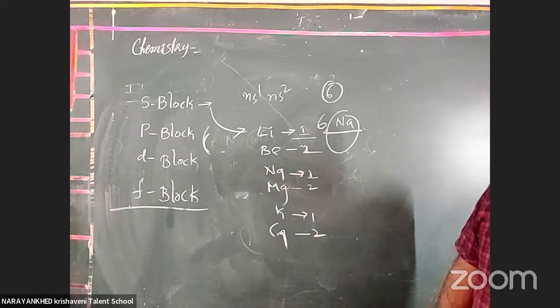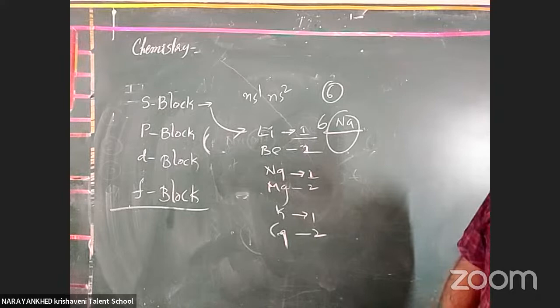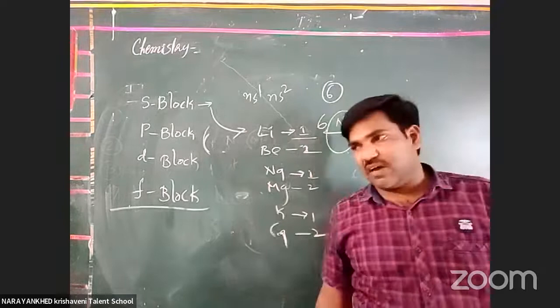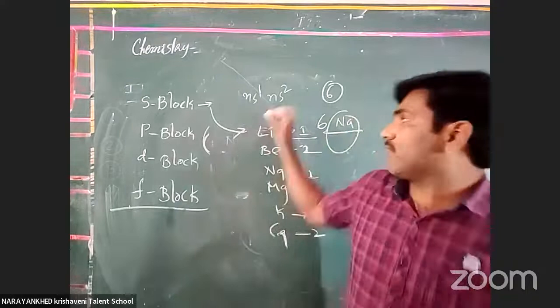High electropositivity, very low electronegativity values, ionization energy, and electron affinity. These are the things already there in our first properties only. They are formed as what ions? M+ and M2+.